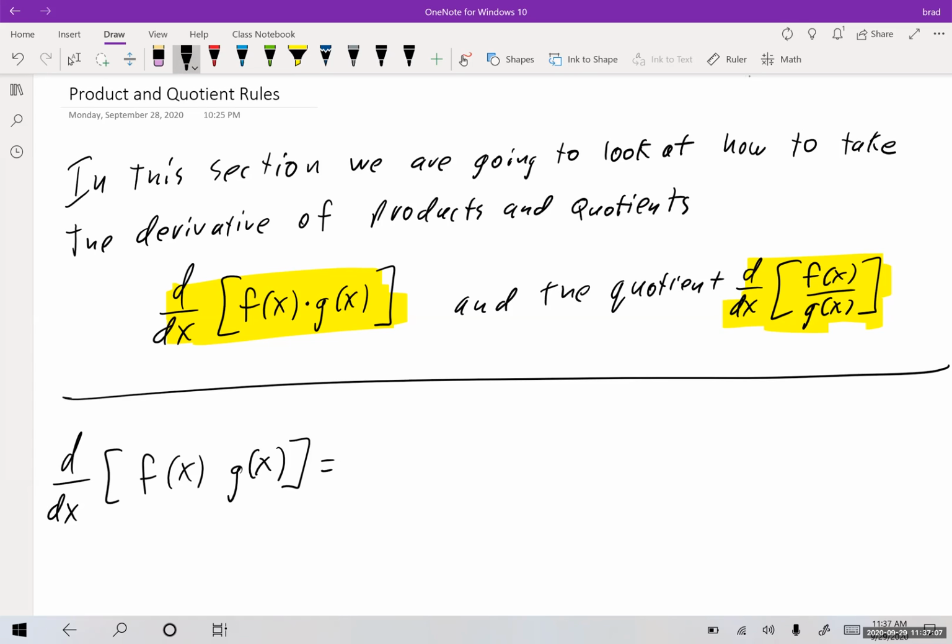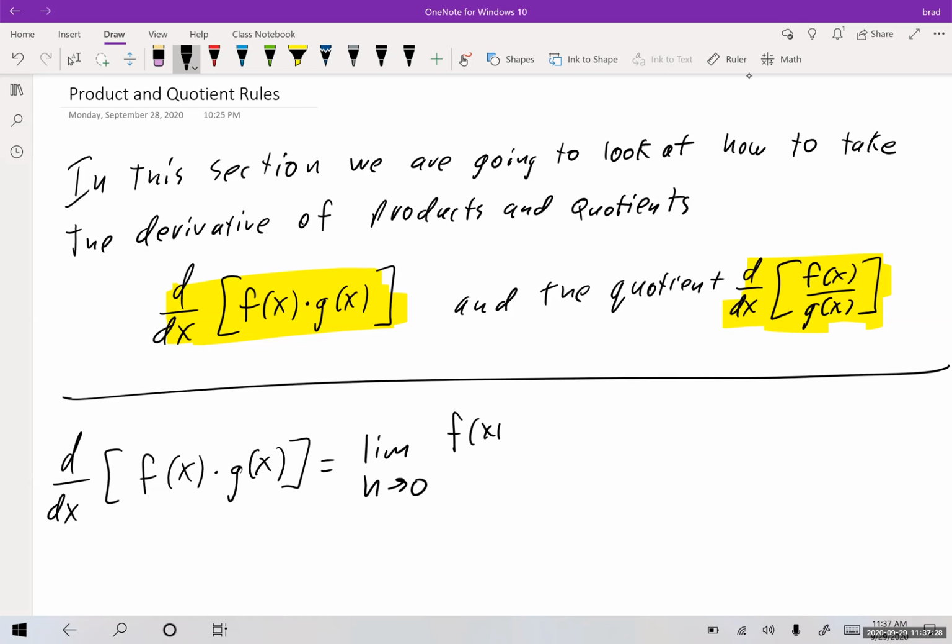Just for this one, I probably won't do it for the quotient, but for the product, I'm going to show you where this rule comes from. So just like before, if we don't know how to take the derivative of something, we're going to take d/dx of f of x times g of x, right? And so what I'm going to do is use my limit definition of the derivative just like before.